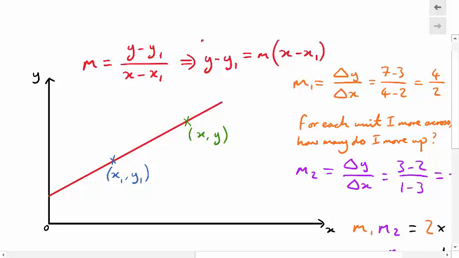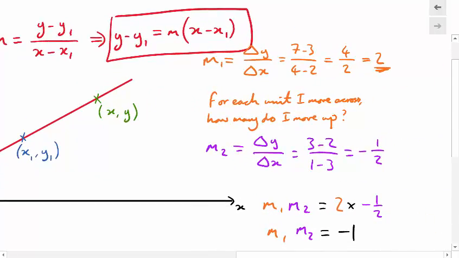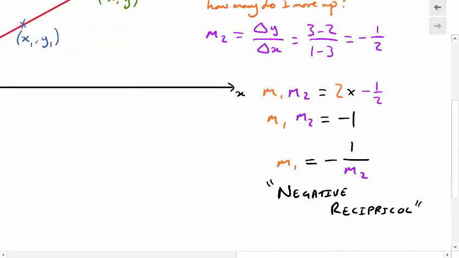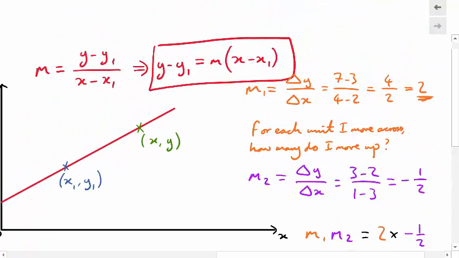And this is a very, very important formula. So 3 ideas. First of all, my gradient is given by change in y over change in x. Second idea is that if I've got the gradients of two perpendicular lines, then one gradient is going to be the negative reciprocal of the other. And then my final formula is y minus y1 equals m times x minus x1. This will give me the formula of any straight line, given that I know the gradient and a point, x1 and y1.